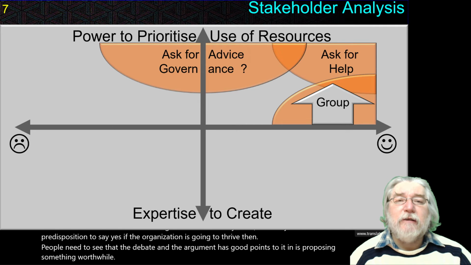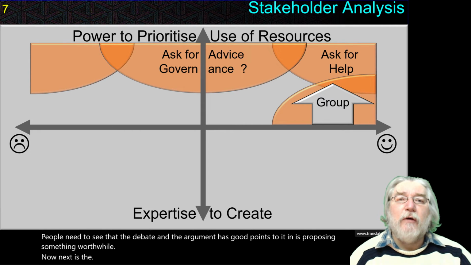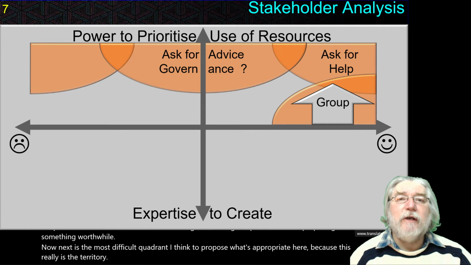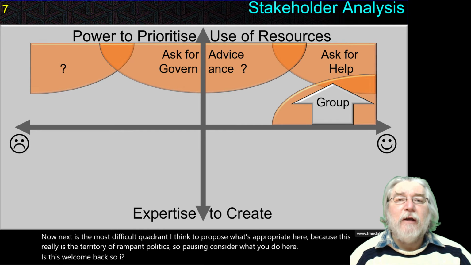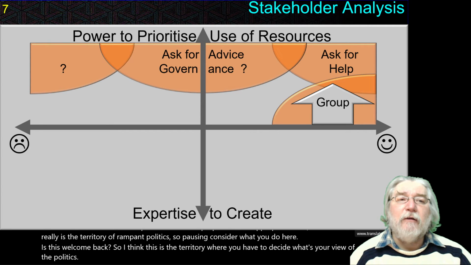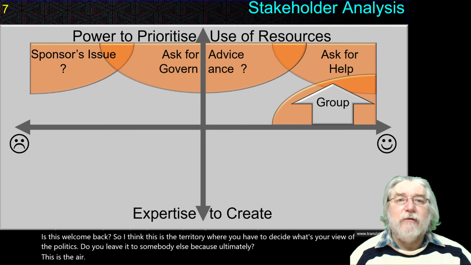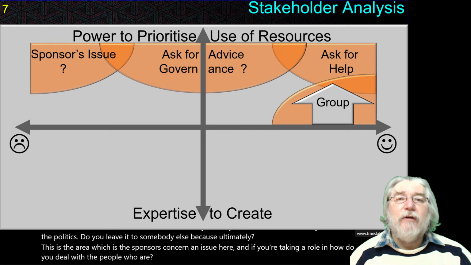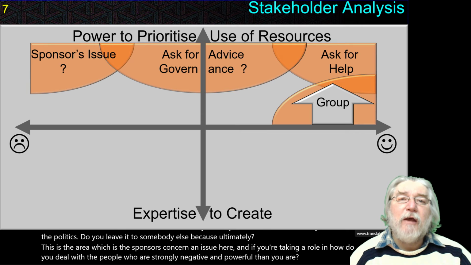Now next is the most difficult quadrant, I think, to propose what's appropriate here, because this really is the territory of rampant politics. So pause and consider, what do you do here? Welcome back. So I think this is the territory where you have to decide, what's your view of the politics? Do you leave it to somebody else? Because ultimately this is the area which is the sponsor's concern and issue here. And if you're taking a role in how do you deal with the people who are strongly negative and powerful, then you are stepping into political territory, and that may be appropriate.